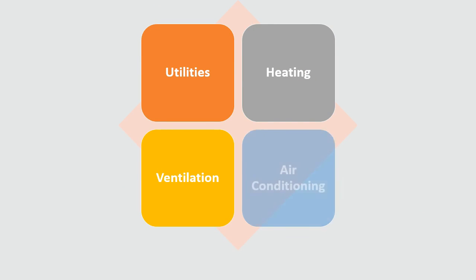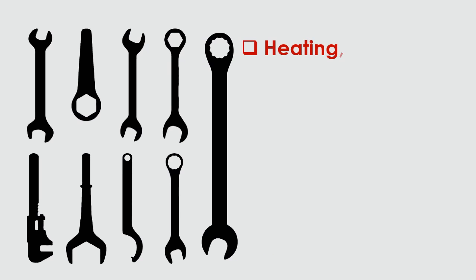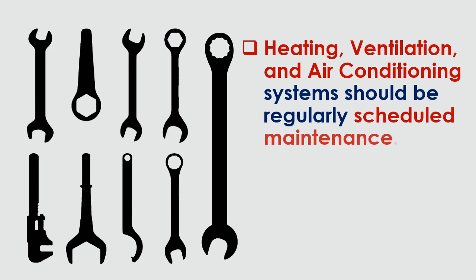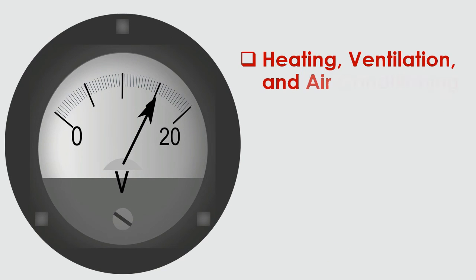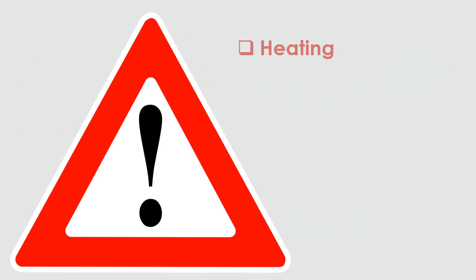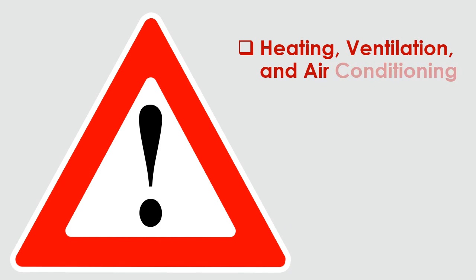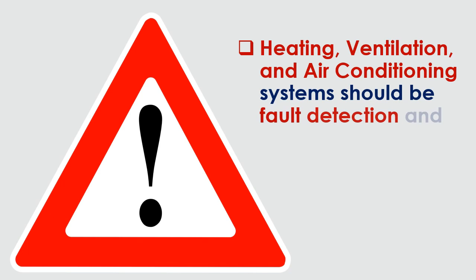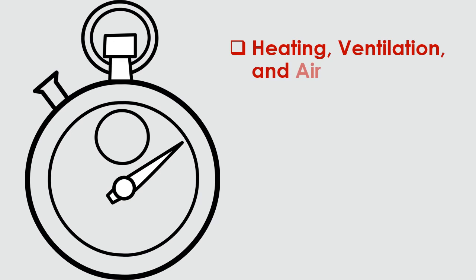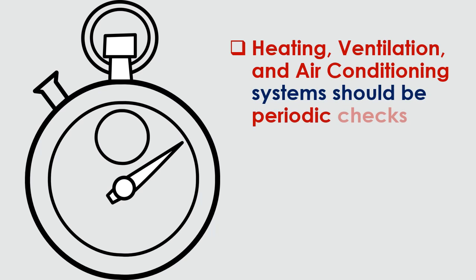Utilities: heating, ventilation, and air conditioning. Heating, ventilation, and air conditioning systems should have regularly scheduled maintenance, regular testing, fault detection and alerting, and periodic checks and audits.